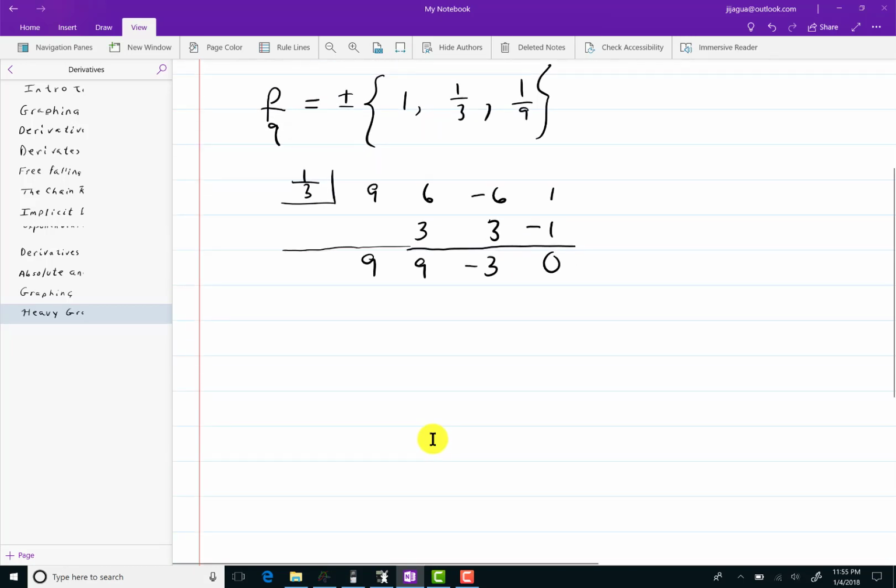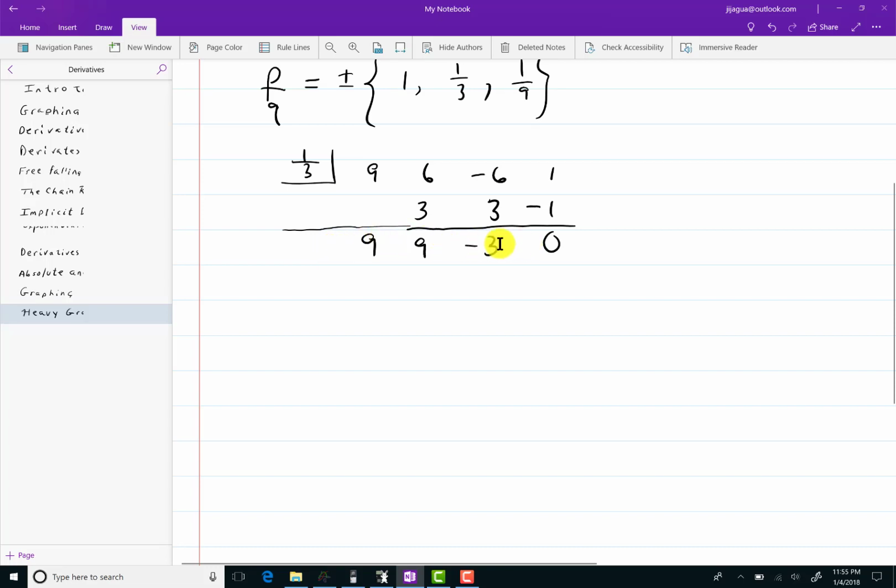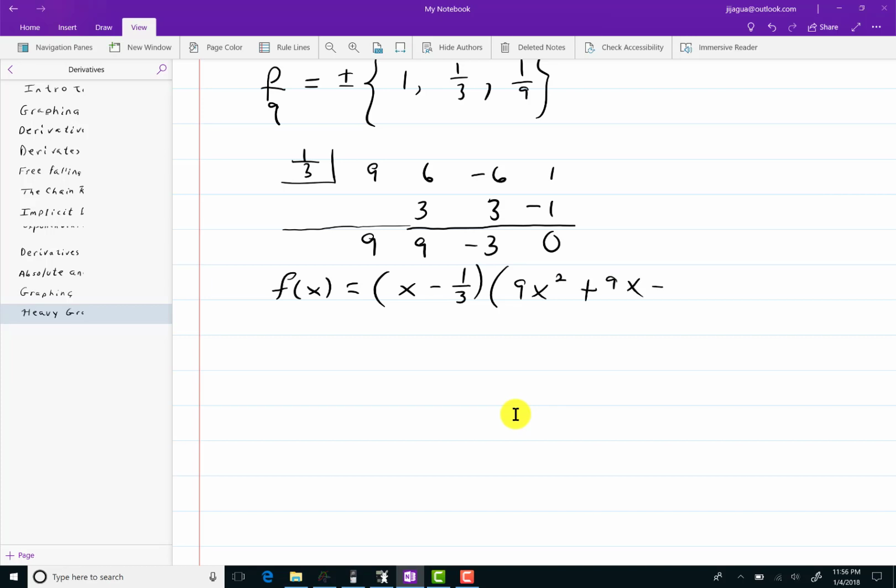More so, this actually tells you how it factors. F of x factors this way: f of x equals x minus 1/3 times 9x squared plus 9x minus 3. And so 1/3 is a 0.